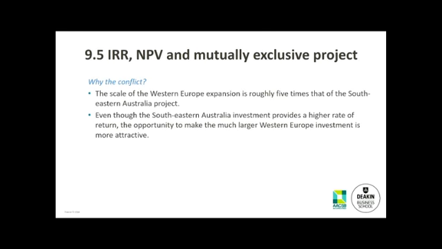Why the conflict, as previously discussed? The scale of the investment is roughly 5 times that of the first one, even though it has a lower percentage return. However, it will give you more shareholders' wealth. But of course, that's only based on one condition. That condition is you only have 2 investment opportunities. But think about it in this way.